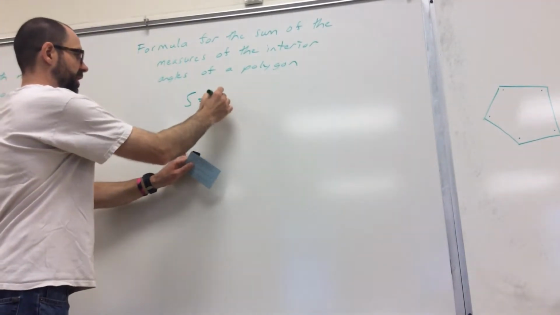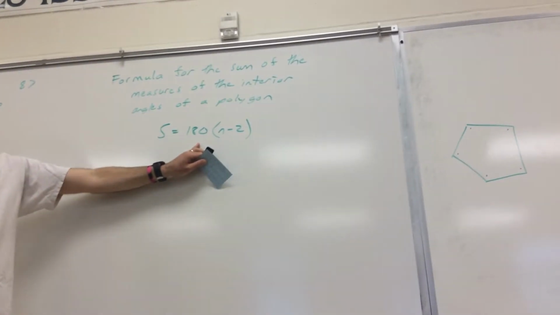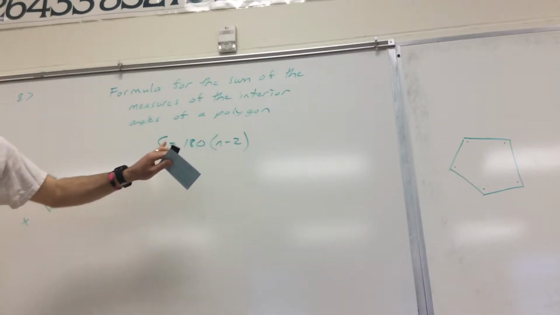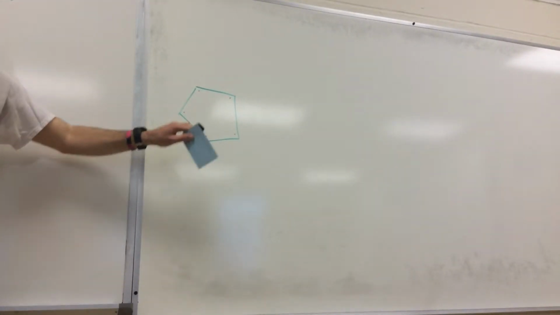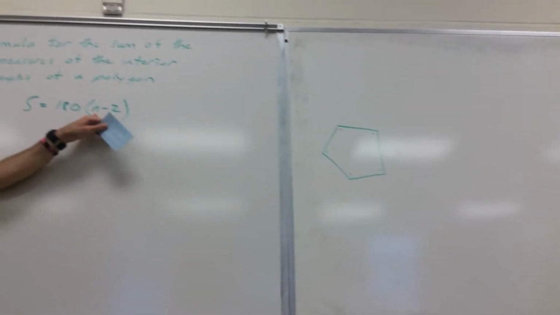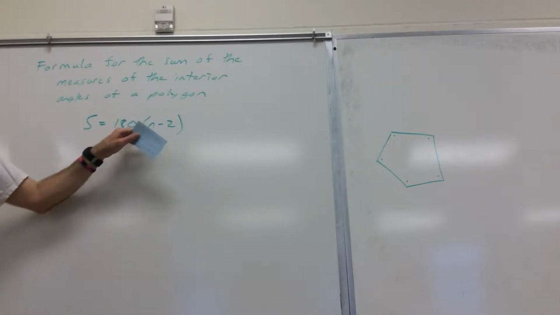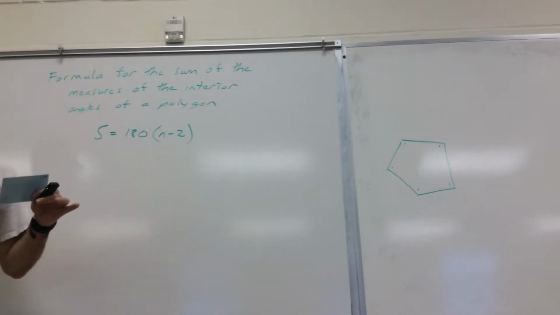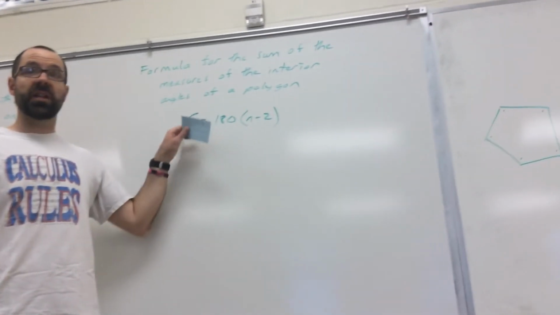Okay, so now that you know what the formula is going to tell you, here's what it is. It's S equals 180, and then parentheses n minus 2. So if you wanted to know how much those 5 angles added up to in this pentagon, you just put a 5 in for the n. 5 minus 2 is 3. And then 180 times 3 is whatever it is, doesn't matter. But that tells you how much those 5 angles would add up to.